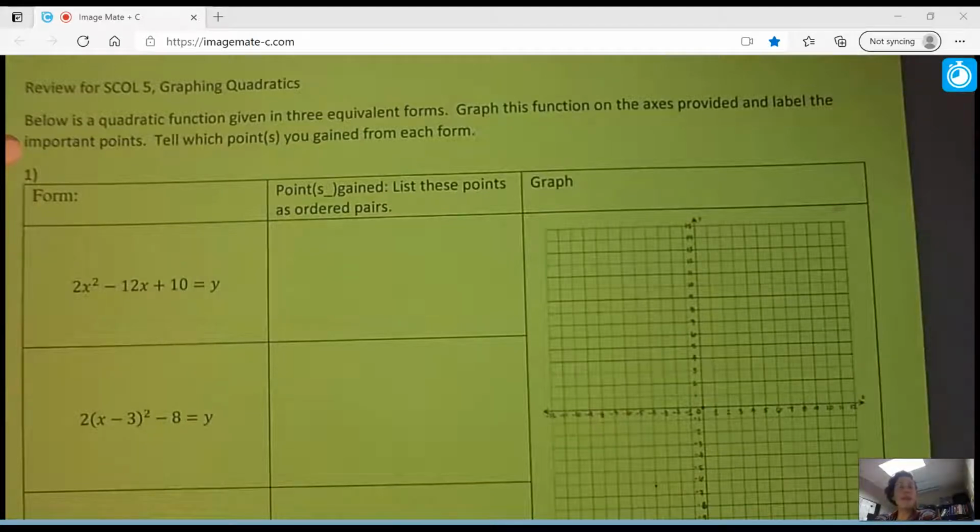Hey everyone, so this is the review for Showcase of Learning 5. This is going to be pretty much how your Showcase of Learning is going to look. And so let's just walk through it. So same format, just different problems.